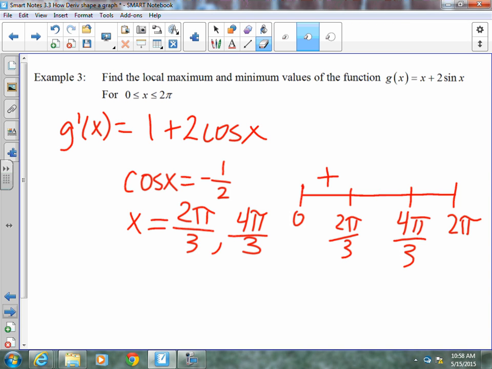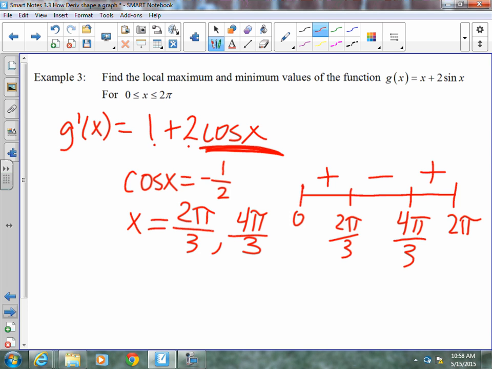Now, between 2 pi over 3 and 4 pi over 3 is pi. We plug in a pi. Cosine of pi is negative 1, times 2 is negative 2, plus 1 means it's a negative value. And between 4 pi over 3 and 2 pi is 3 pi over 2. Plug 3 pi over 2 in, we get 0 for cosine, times 2 plus the 1 gives us a positive.